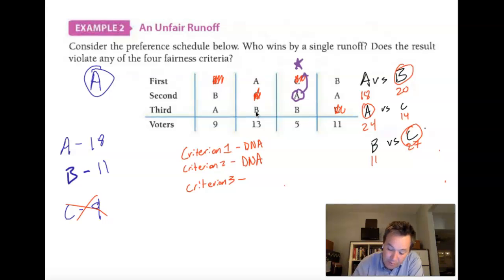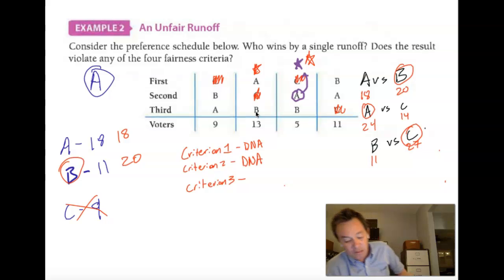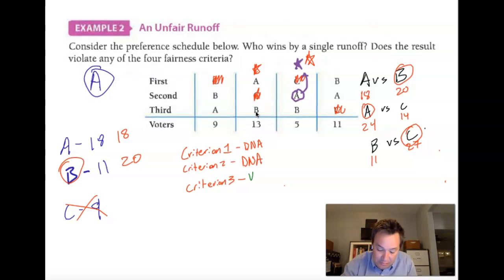Well, A wins columns 2 and 3. So A just stays at 18 because B wins columns 1 and 4. So B ends up with 20 votes, and that changes the outcome of the overall single runoff election. In that case, candidate B would end up winning, which violates criterion 3.